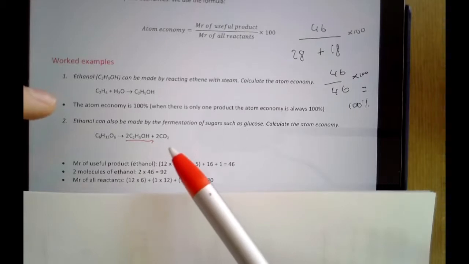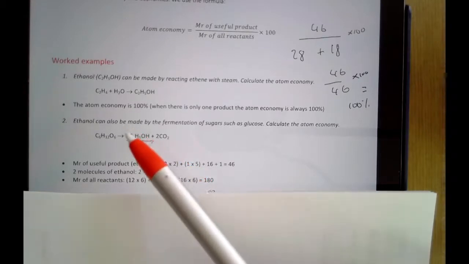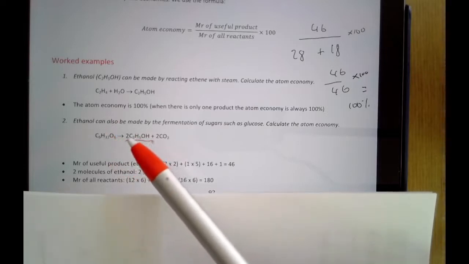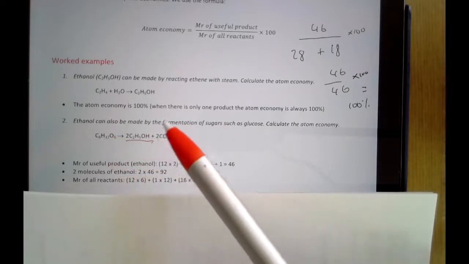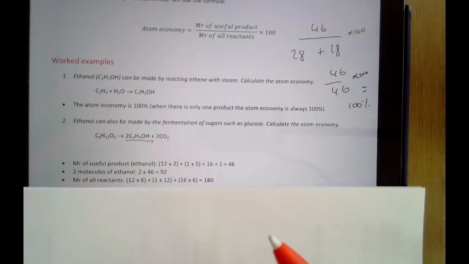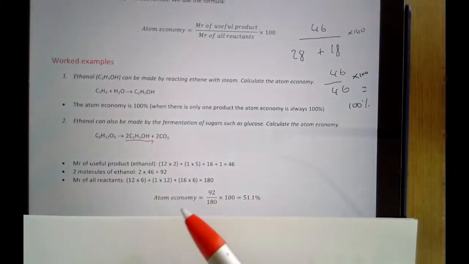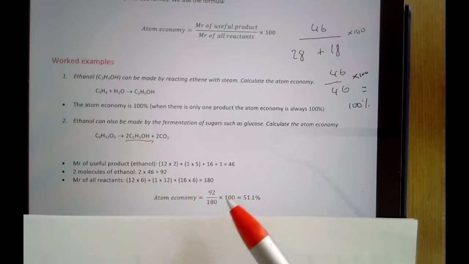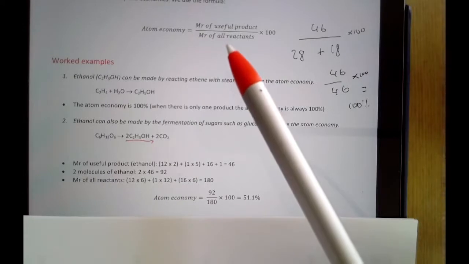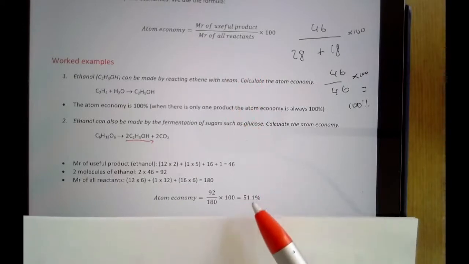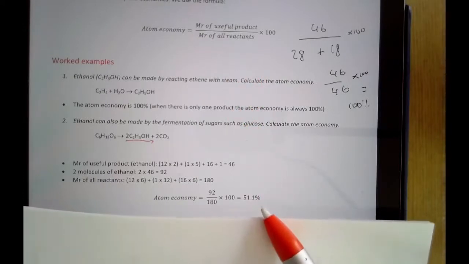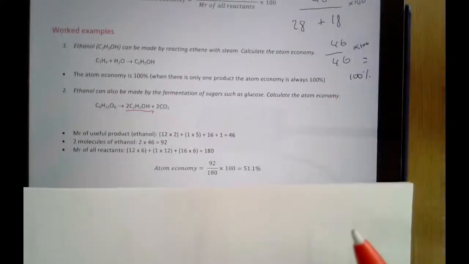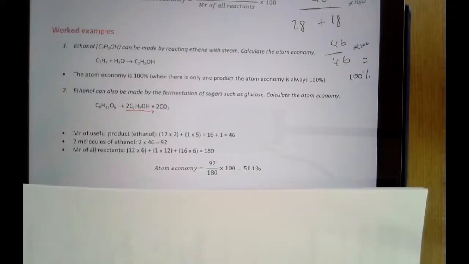So you might say, how do you know which one is useful? You'll be told in the question, you're trying to make ethanol. That's your useful product. You are not trying to make CO2. So you're going to ignore the CO2 this time. And what you're going to get is 92 from your 2 molecules of ethanol, divided by 180, the formula mass of your glucose, multiplied by 100, and you get 51.1%. So by making ethanol this way, you only have a 51% atom economy, okay?